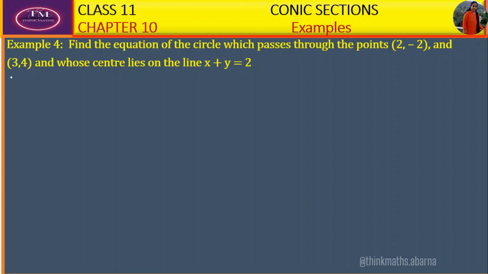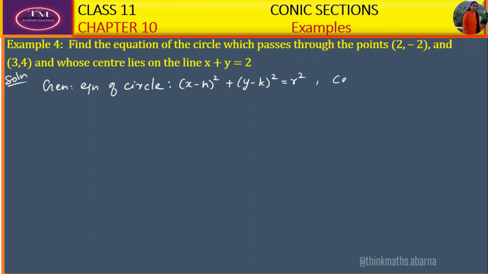Now what we know is the general equation. So the general equation of a circle is x minus h the whole square plus y minus k the whole square equal to r square. Here, what is the center? Center is h comma k. Okay. Now what is given here? The equation of the circle.